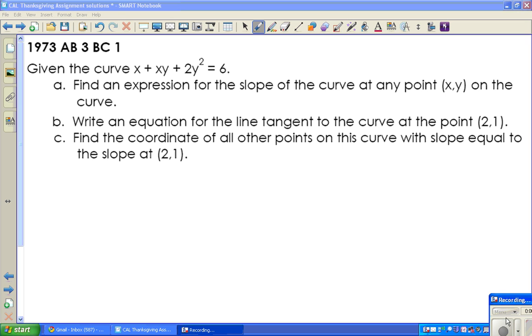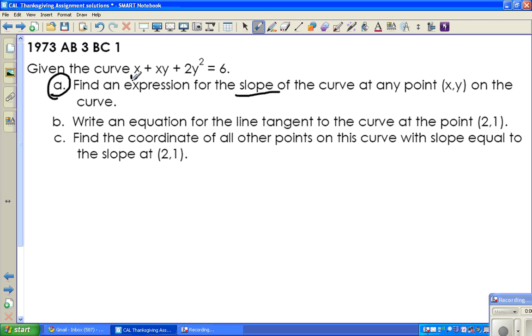Class, this is part 3, and let us try to answer A. Since we are looking for the slope on this equation, we are in fact looking for implicit differentiation. So let's try to do that. Now, the derivative of x here, we get to realize, is simply 1.